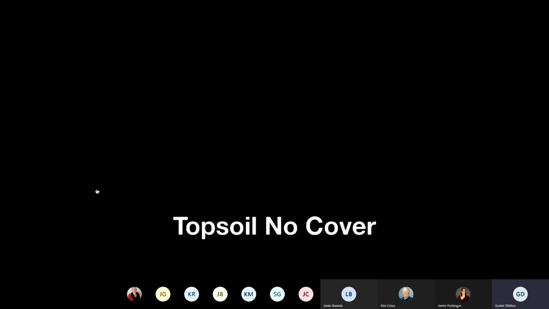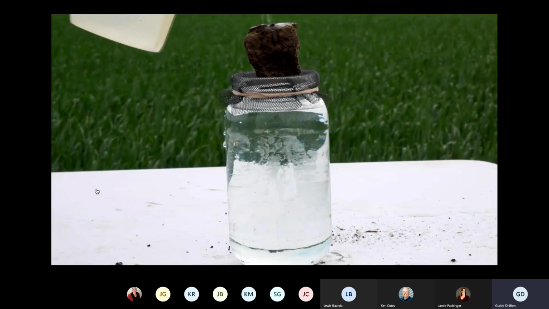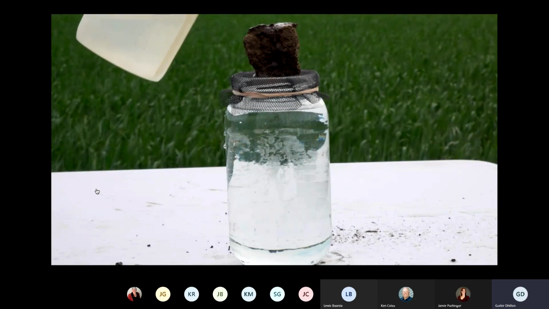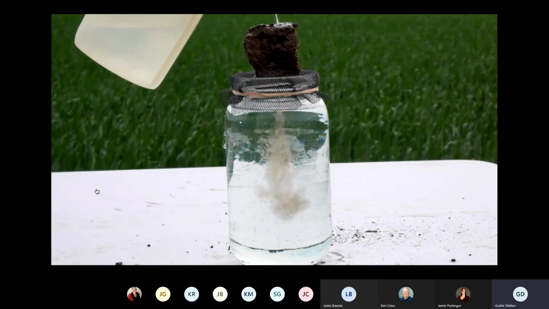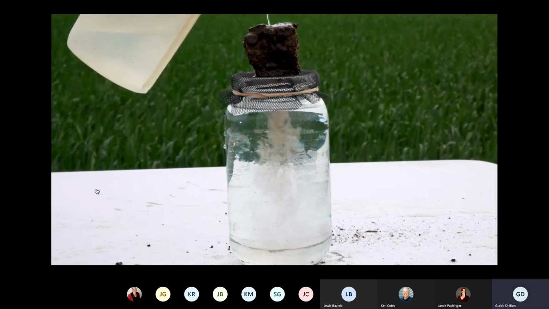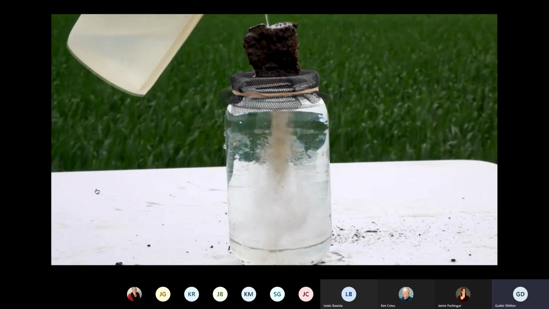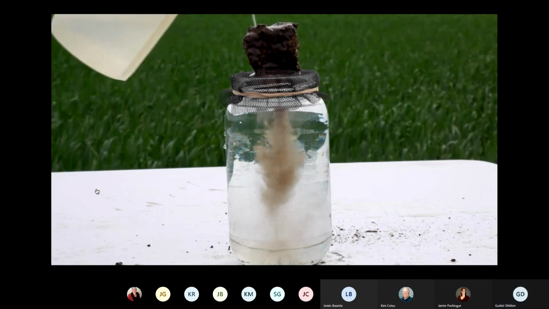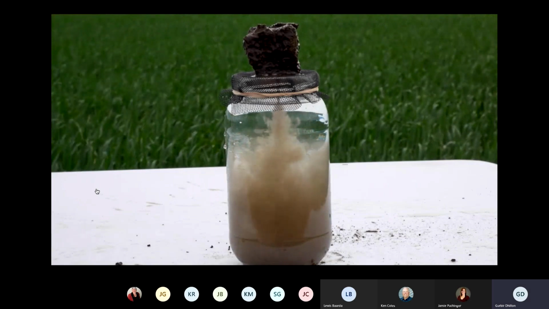This topsoil does not have any cover. There is not so much aggregation, and it disintegrates quickly when the water is applied, compared to the soils with a cover crop. There's quick disintegration of aggregates here.